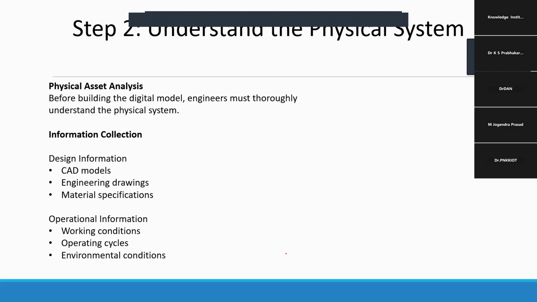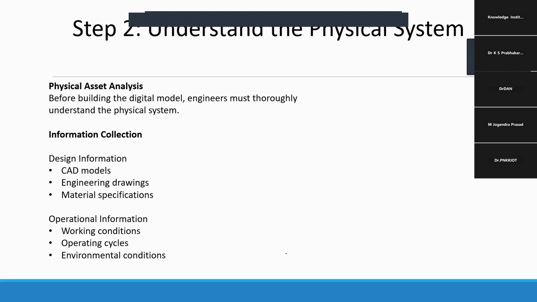The next thing is that we have to understand the physical system. Once the objectives are established, the next step is understanding the physical system, because, as we already know, the digital twin cannot be more accurate than our actual understanding of the actual asset. Before building any digital model or collecting data, engineers must thoroughly understand the physical system they intend to replicate. So in that way, we need to completely understand the system.